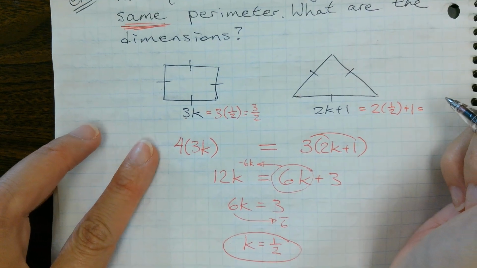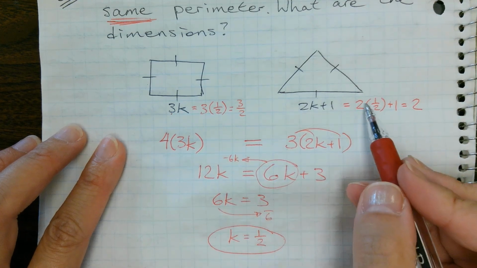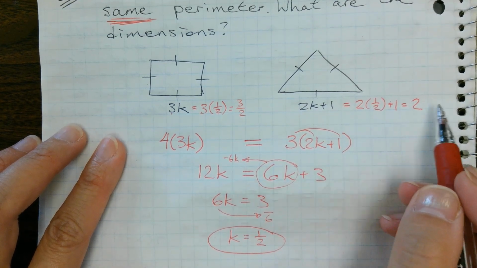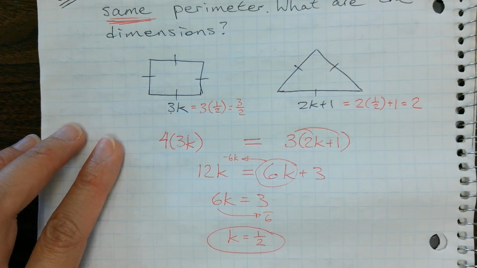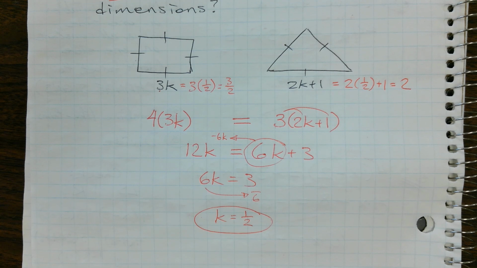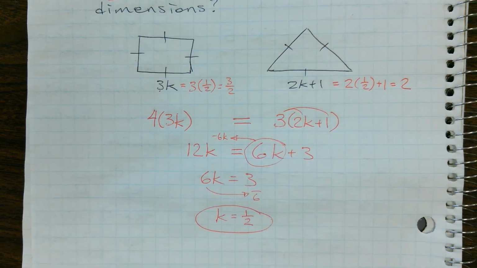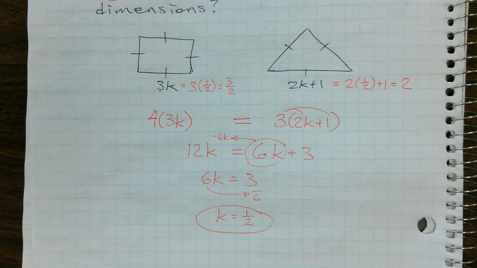how long is each of the lengths of this triangle? 2. Right, 2 times a half is 1, 1 plus 1, you get 2. Right, so make sure you read the question carefully. If you just stopped here, you would have got 2 out of 4. 2 out of 4? Mm-hmm. Yeah, so even though you knew what to do, you missed the easiest part.